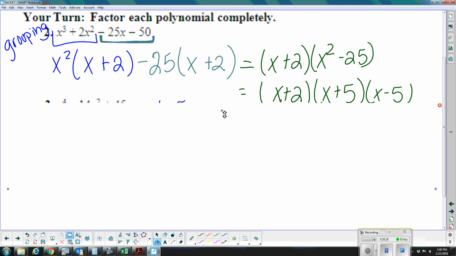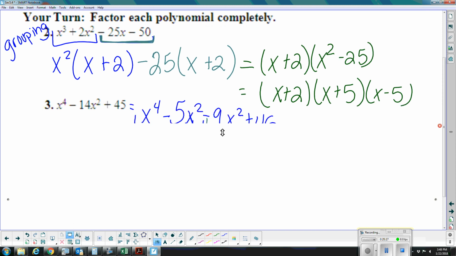Now if you look at the second example, you may have gotten stuck right away. So try rewriting it like this, okay? Because right now you cannot group because you don't have enough terms to group. But if you rewrite it as x to the 4th minus 5x squared minus 9x squared plus 45, it's the same thing, but now you can group.